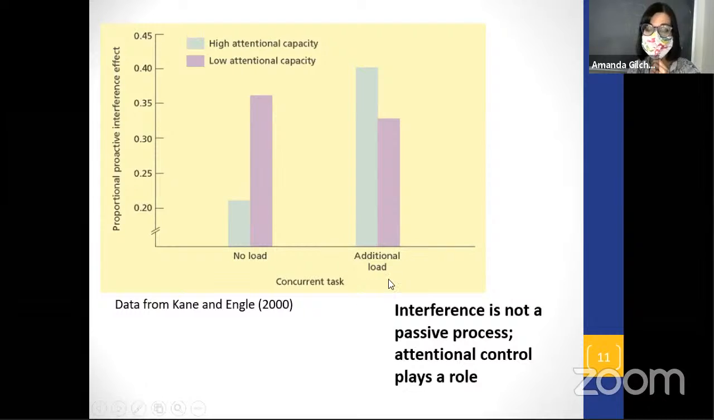But once you introduce an additional task where they have to focus their attention, all of a sudden, the people with the high working memory spans are actually showing more interference than our low working memory span people. So attention also plays a role. If you're really good at controlling your attention, you will be less likely to fall for interference unless you are doing something that is cognitively demanding at the same time.